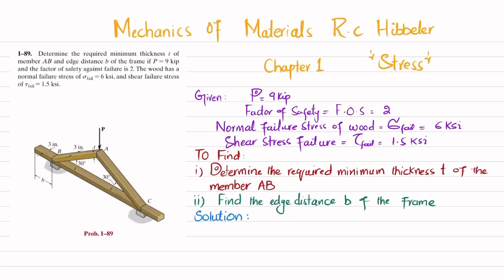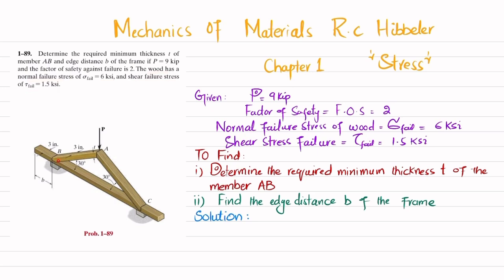Welcome back. In this video, we are going to solve problem 1-89 that is taken from chapter number 1, stress, and the book name is Mechanics of Materials by R.C. Hibbeler. The statement is: determine the required minimum thickness T of the member AB and edge distance B of the frame if P is 9 kips and the factor of safety against failure is 2. The wood has a normal failure stress of 6 ksi and shear failure stress of 1.5 ksi.